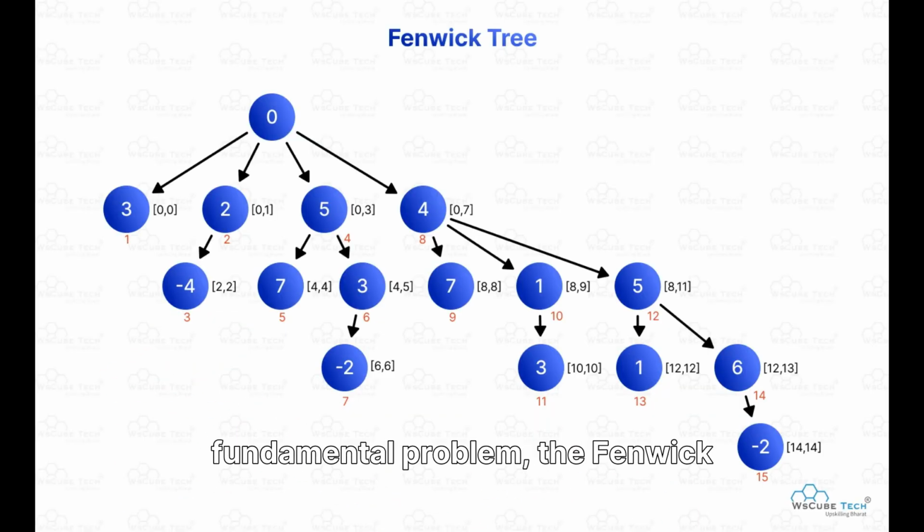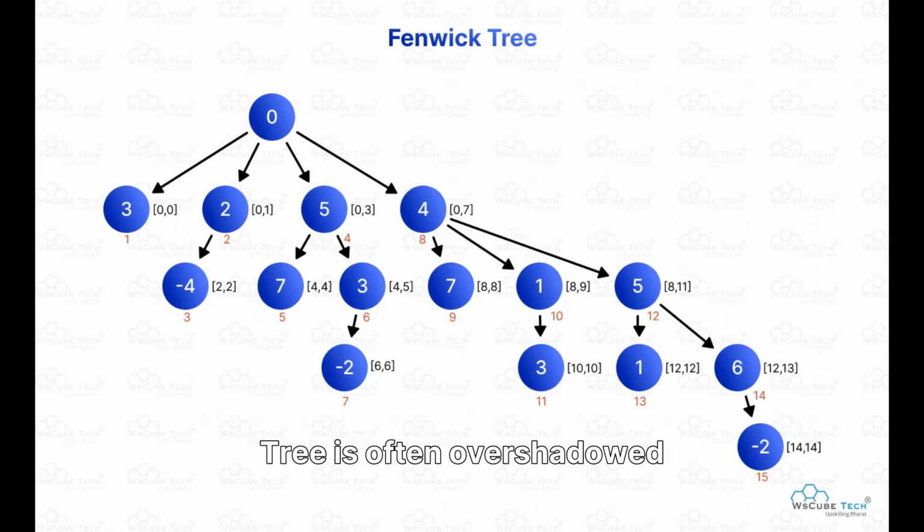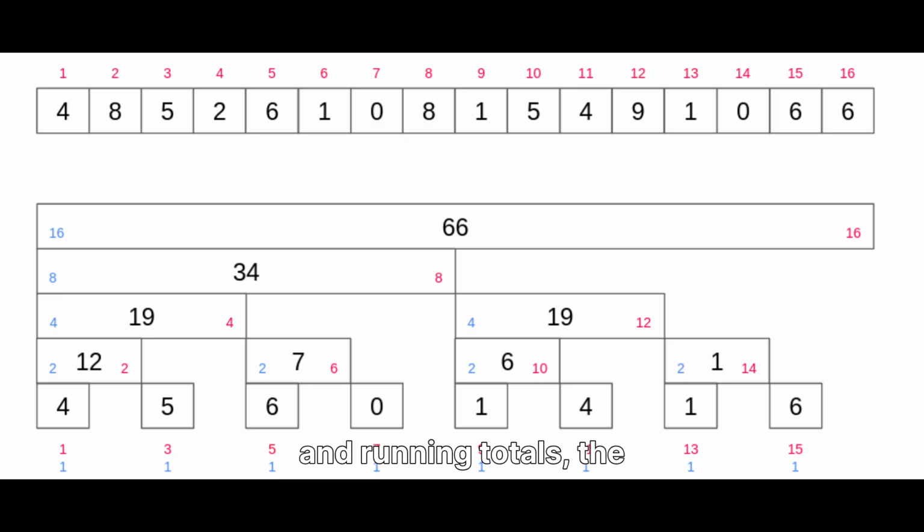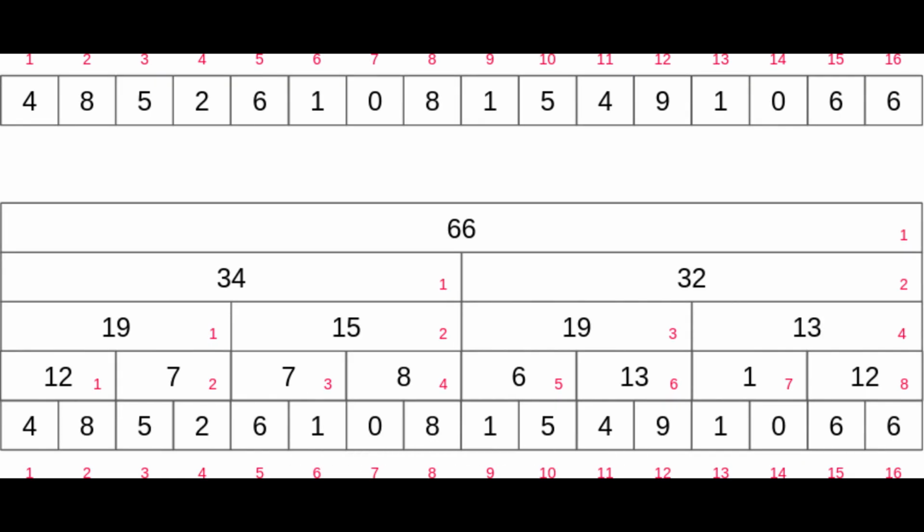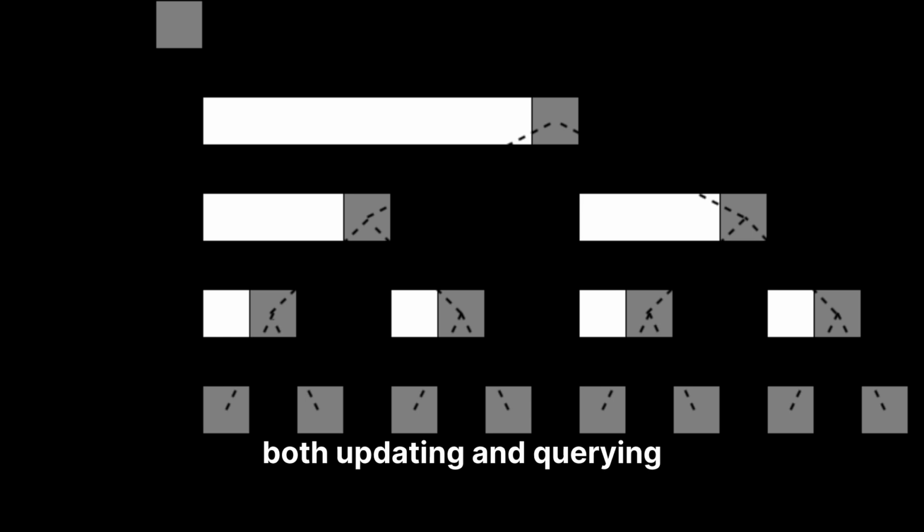Despite solving such a fundamental problem, the Fenwick tree is often overshadowed by the more general segment tree. However, for fast updates and running totals, the Fenwick tree is often simpler, faster, and much easier to implement. Its name, Fenwick tree or binary index tree, doesn't immediately tell beginners what it does, leading many to overlook it. Programmers often use brute force loops or caching tricks without knowing there's a clean and principled solution. Fenwick tree code for both updating and querying is usually only a few lines, making its power deceptively simple.